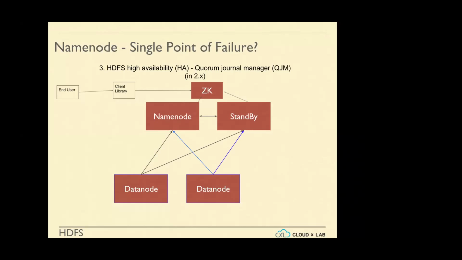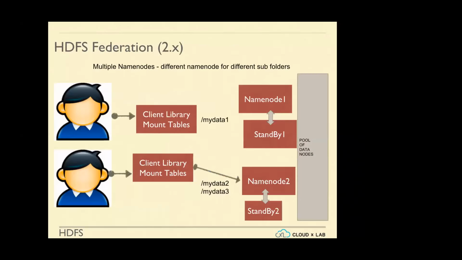All right. So with respect to federation, where you have multiple name nodes, the load balancing or distribution of work happens based on which folder we are accessing, or which folder we are trying to write to, the top level folder specifically, and that's how HDFS Federation works.